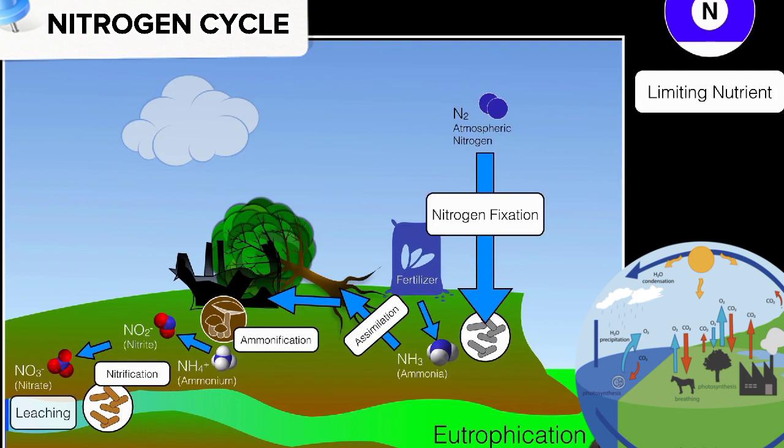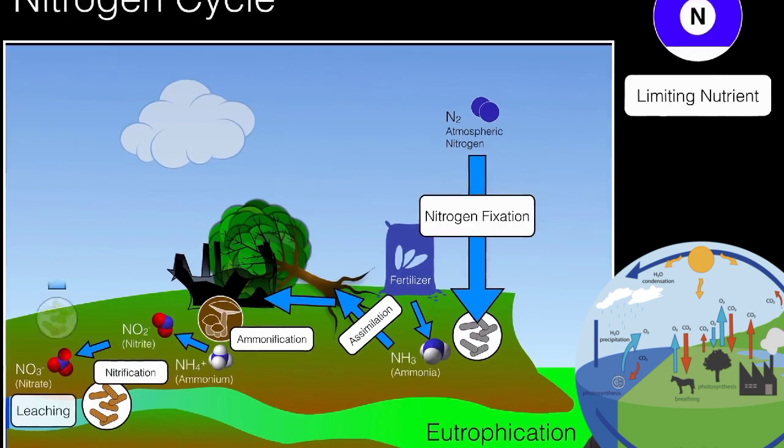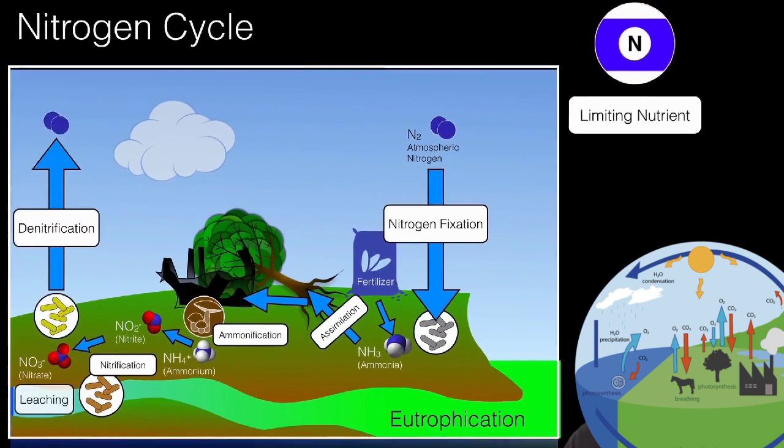But let's keep watching the nitrogen. How does it get back into the atmosphere? We will have denitrifying bacteria that are going to return it back into the atmosphere, and so the whole thing can begin again.